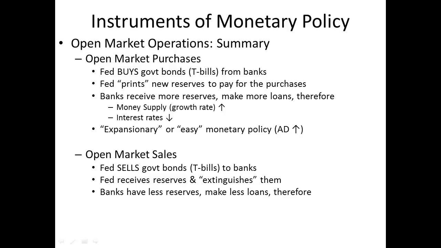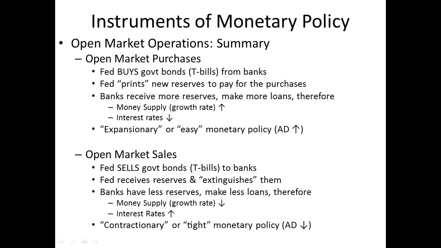When banks have fewer reserves, they make fewer loans. Therefore, the growth rate of the money supply goes down, interest rates go up, and we call this contractionary or tight monetary policy. This tends to push aggregate demand back down, or at least the growth rate of aggregate demand back down. Okay, so that's open market operations. Learn it, love it.